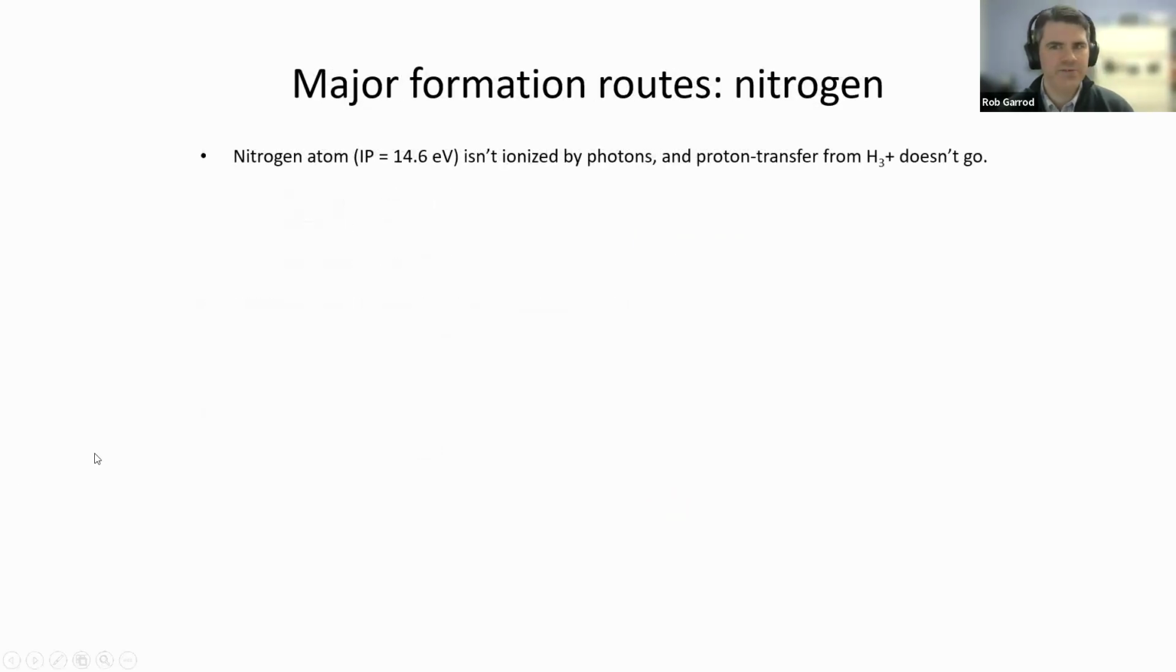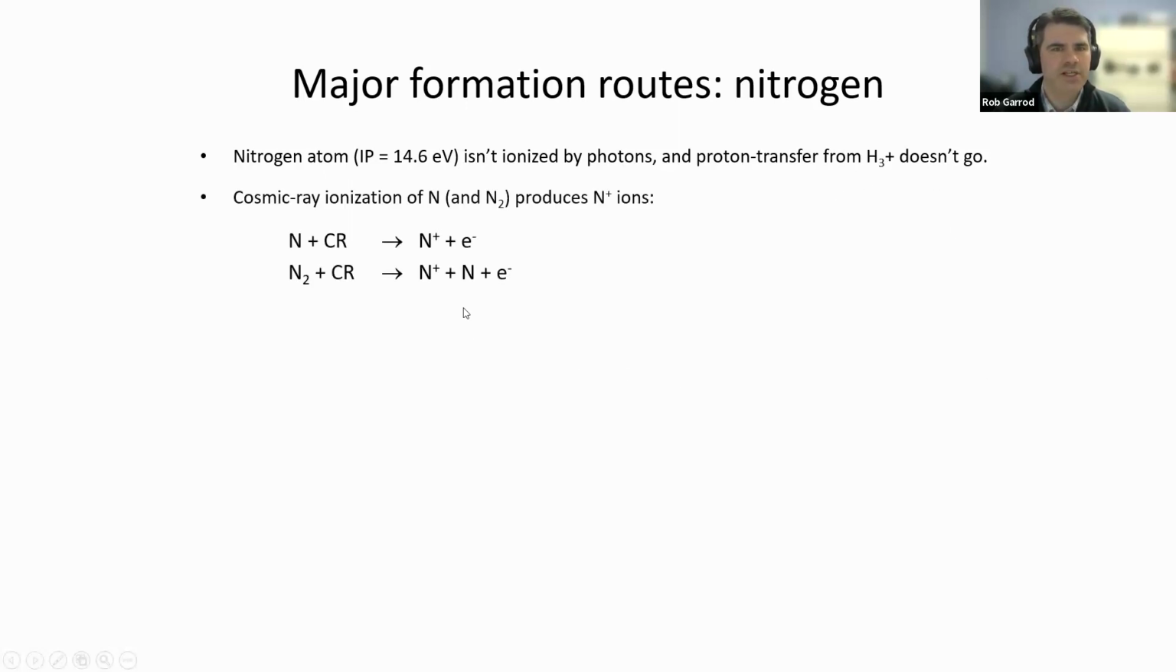you can do similar things for nitrogen. Nitrogen isn't actually easily ionized by photons because, again, we don't have photons higher than 13.6 eV, and the nitrogen atom therefore isn't able to be photoionized. It turns out proton transfer from H3 plus actually doesn't go.